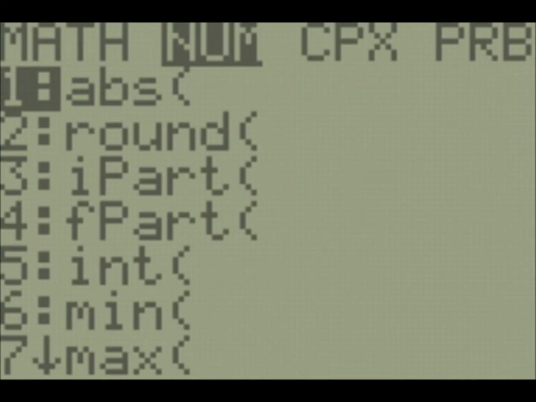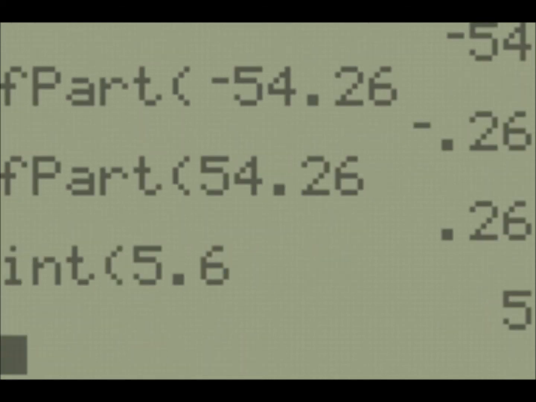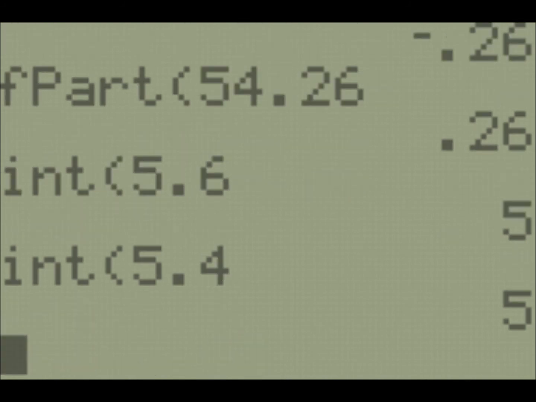Now the next command is int, and it looks a lot like, and works a lot like, IPart. If we do 5.6, it's going to give us the int, and it, once again, is always going to truncate. But for negative numbers, what int is actually doing is rounding down to the nearest integer, whereas what IPart is doing is just taking the integer part of that number.